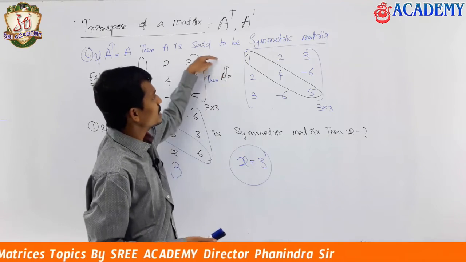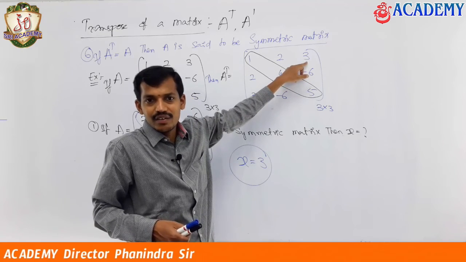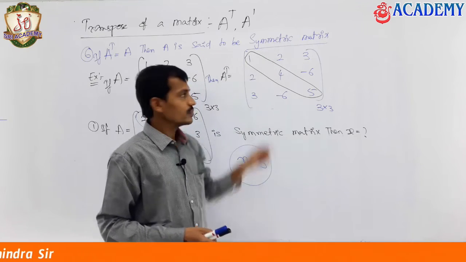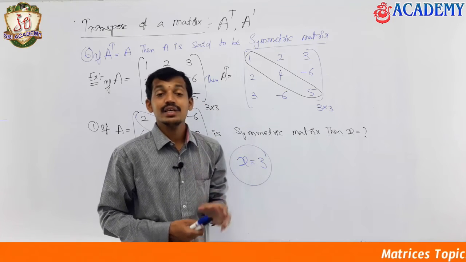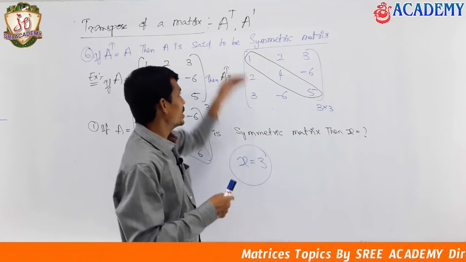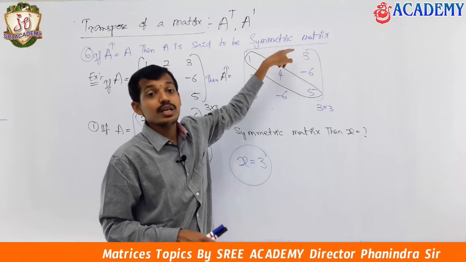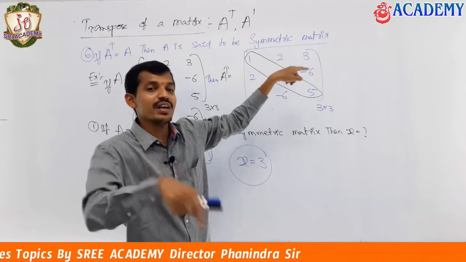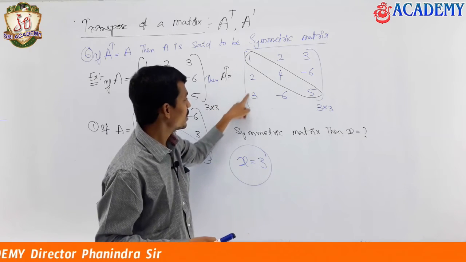See, you check. Here each and every element has some position, right? I'm checking this element. Where is it? It is in the first row, third column. Row number is 1, column number is 3. Now interchange the row number and column number: row number 3, column number 1. Did we get the same element?